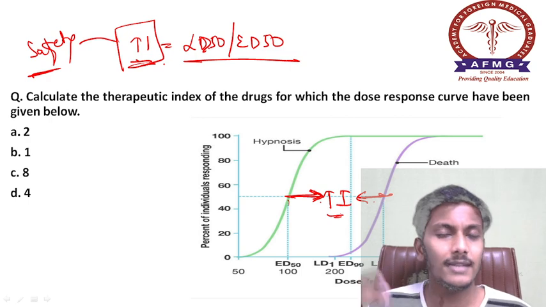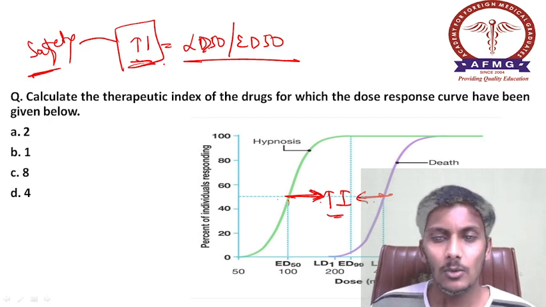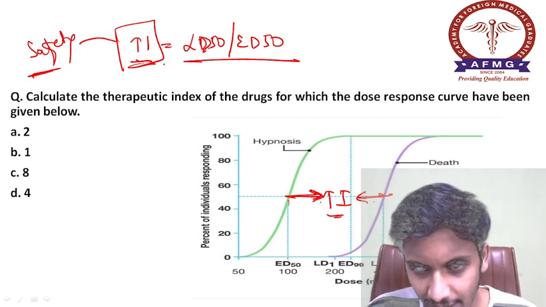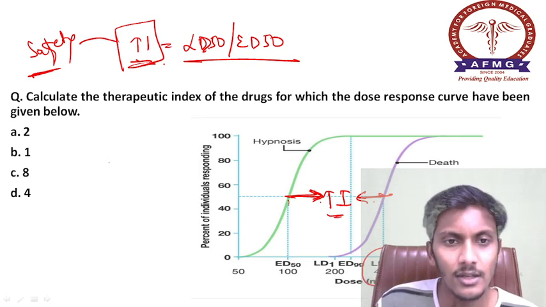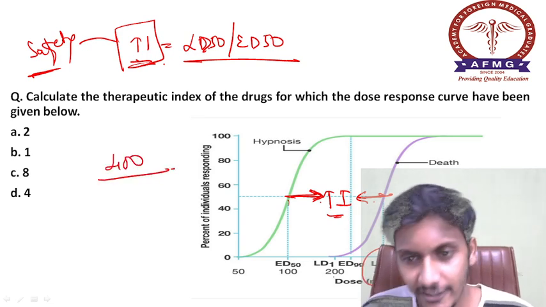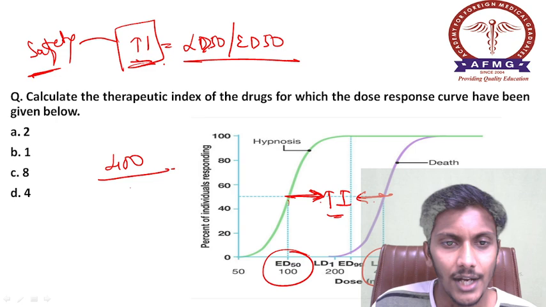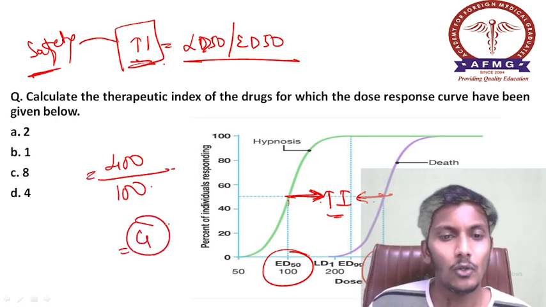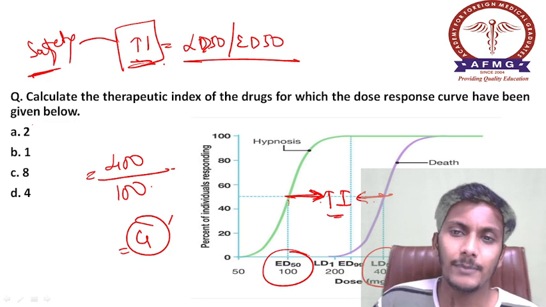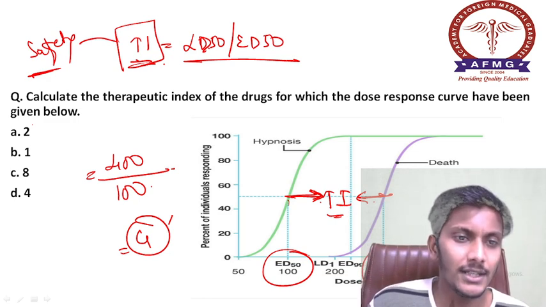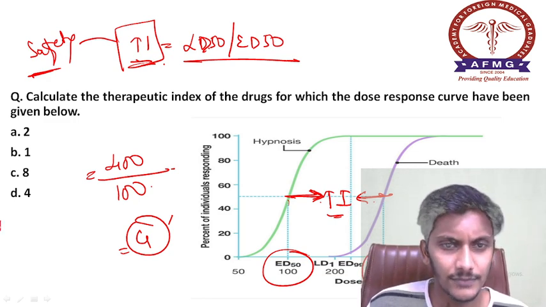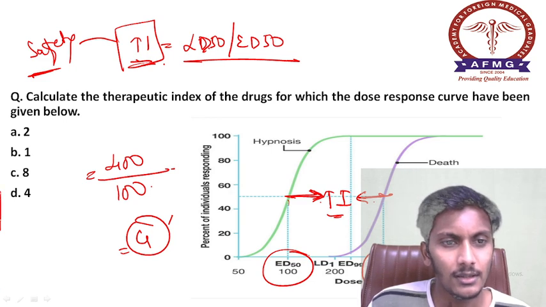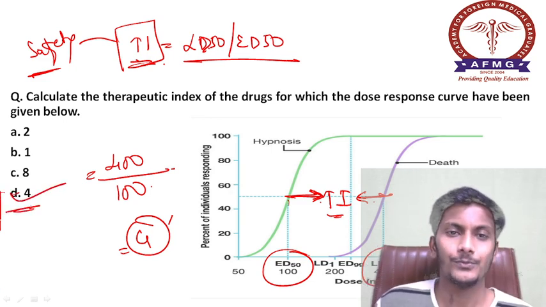The formula of therapeutic index is LD50 upon ED50. Over here, what can we see? LD50 is already given, it is 400, upon ED50, which is 100. So LD50 upon ED50, 400 by 100, becomes 4. So the therapeutic index in the given dose response curve is option D, that is your 4. Please remember.